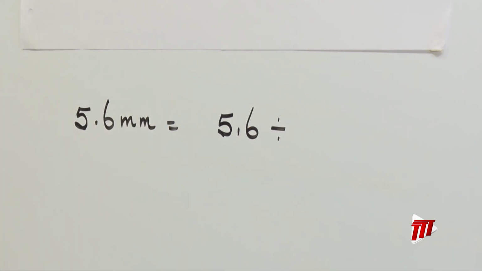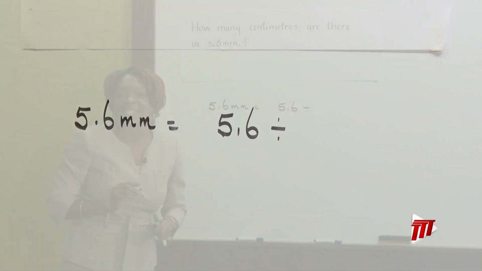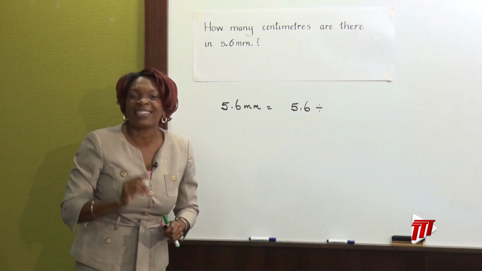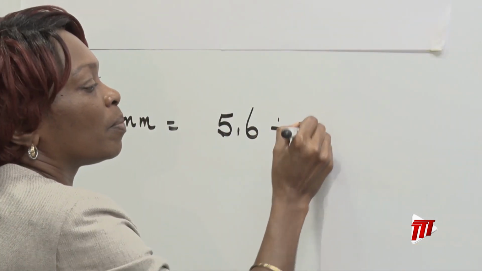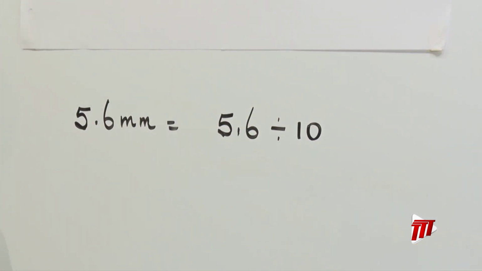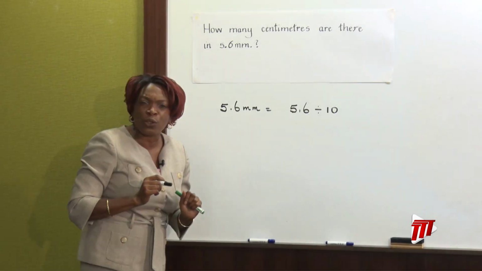Now the question is, divide by what? How many millimeters are there in a centimeter? The answer is 10. So we divide by 10. So far, so good? Wonderful. How do we divide by 10 using a decimal? Can you remember what to do?